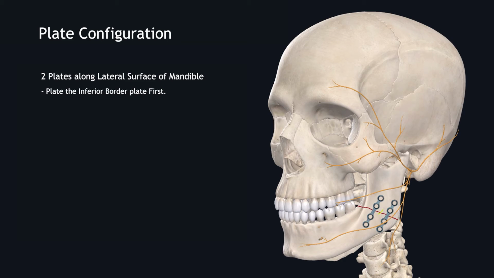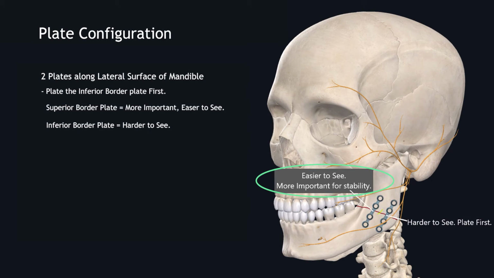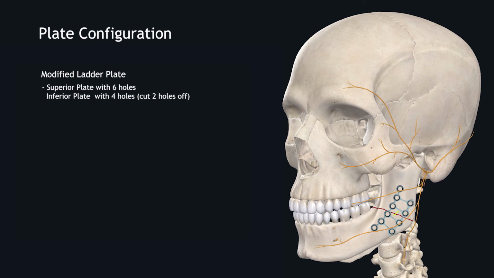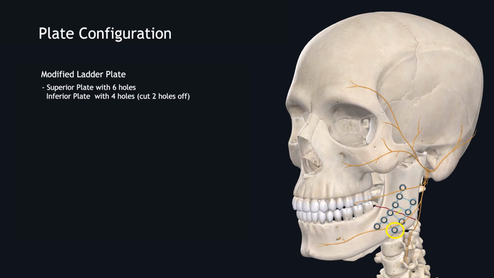My preference is to plate the inferior border plate first because the superior border plate is easier to see and easier to plate, but it will also block visualization of the inferior border plate. So I'll generally do the inferior border plate first if it's possible. Because it's hard to place 2 separate plates, I have since modified my technique to use a ladder plate with a 6-hole plate on top and a 4-hole plate on the bottom. This offers increased stability over using two separate plates because the plates are fused to each other. A challenging thing about using a ladder plate is that it's hard to visualize the anterior inferiormost screw hole.